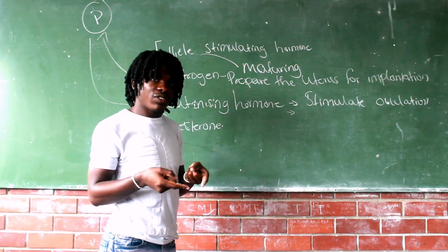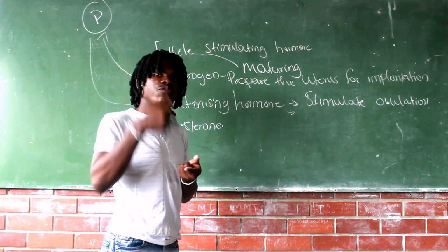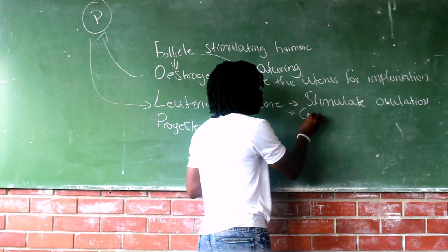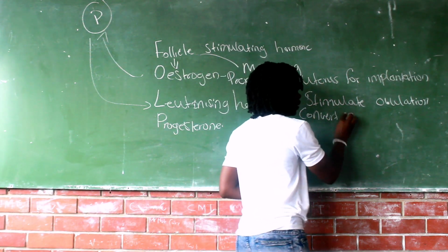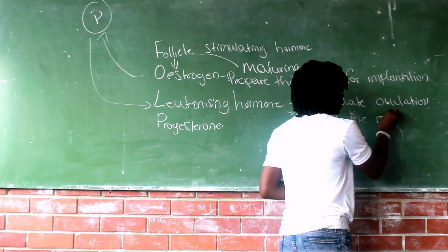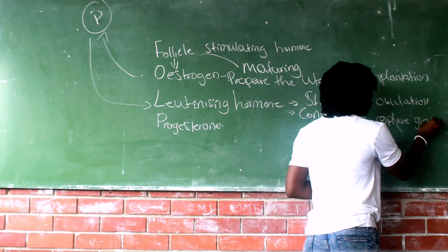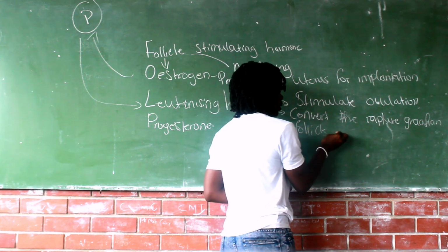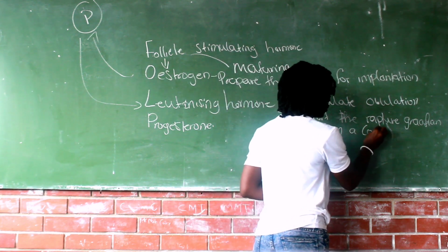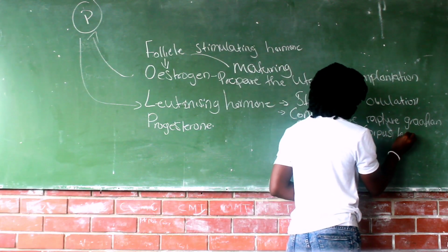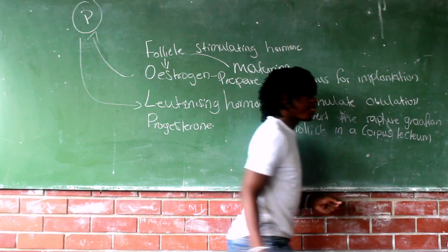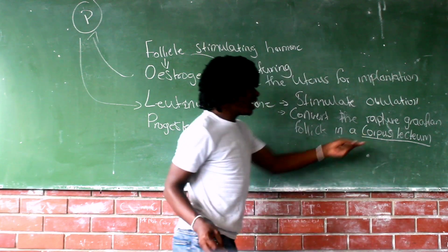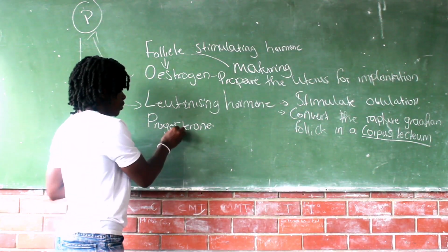So the first function is to stimulate ovulation, and then the second function: once ovulation occurs, the follicle ruptures. When the follicle ruptures, it is converted into a corpus luteum. So the second function for luteinizing hormone is to convert the ruptured follicle into a corpus luteum. When this happens, the corpus luteum then secretes the last hormone, which is progesterone.